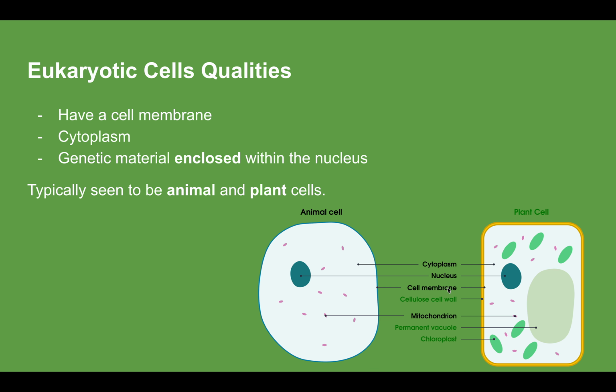Okay, so eukaryotic cells. These cells are typically your typical animal cells and plant cells. These cells have a cell membrane, a cytoplasm, and the genetic material is enclosed within the nucleus. I've also labelled 2 cells below, and you can see the differences between an animal cell and a plant cell. You can see how the structure is different, but this will be covered further in a later video.